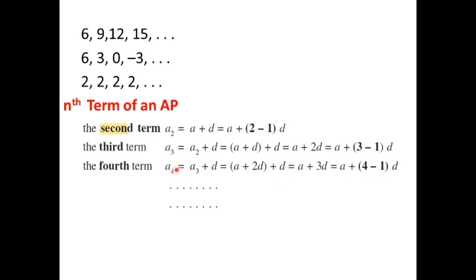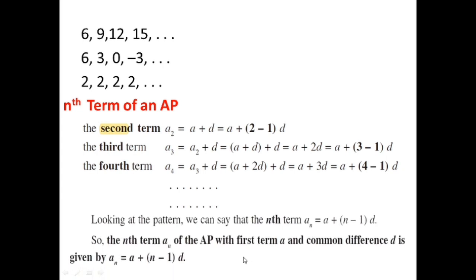Here whatever term number you are getting, you are getting the term number minus 1. Fifth term A5 means A plus 5 minus 1 into d. A10 means A plus 10 minus 1 into d. A100 means A plus 100 minus 1 into d. If you continue so on, then we can write this one like this. An means nth term. An means A plus n minus 1 into d. Looking at this pattern, we can say that the nth term will be A plus n minus 1 into d. So the nth term An of the AP with first term A and common difference d is given by An equal to A plus n minus 1 into d.